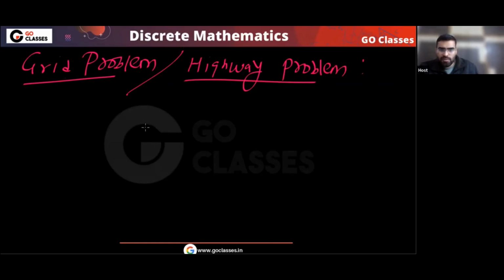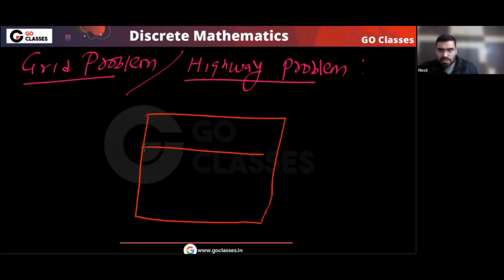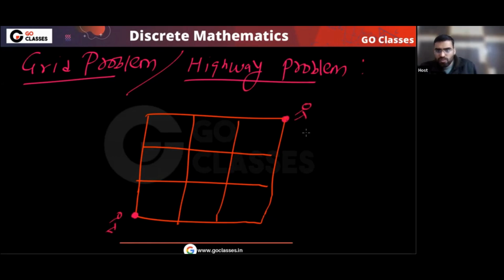For example, let's assume this is your highway or this is a grid. Now let us assume that you are here, and from here you want to go to this point. So you want to go here.